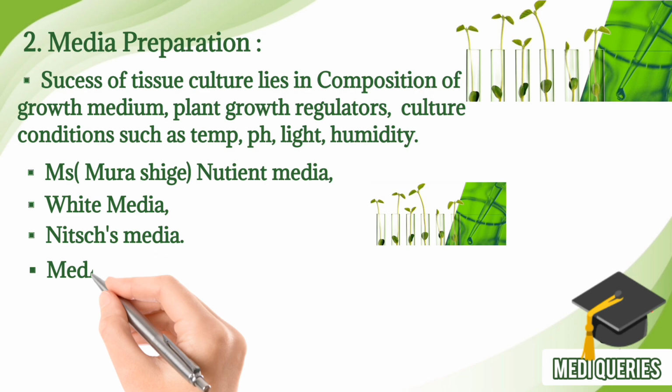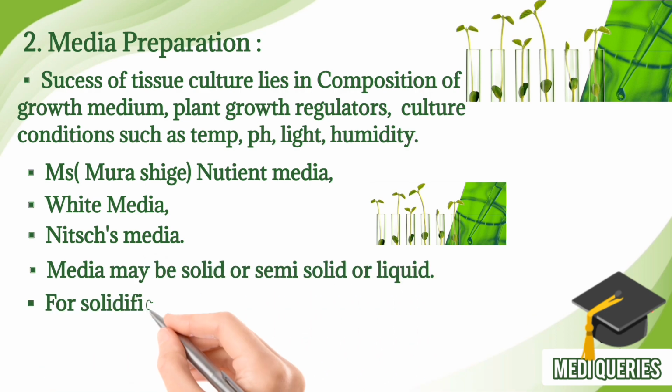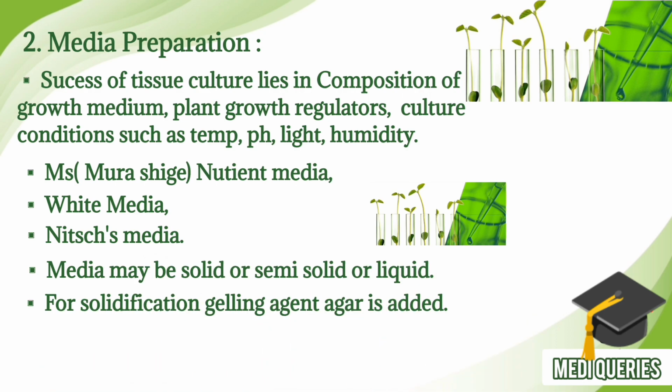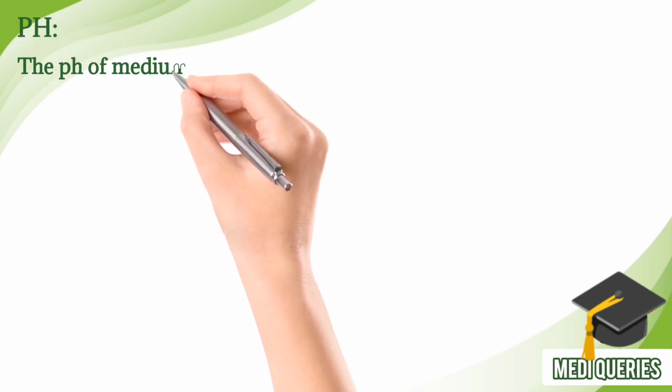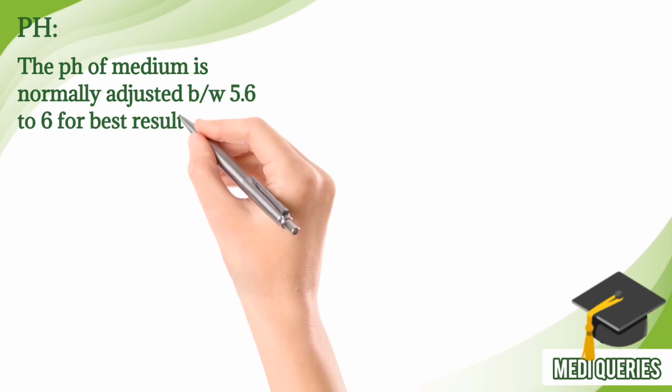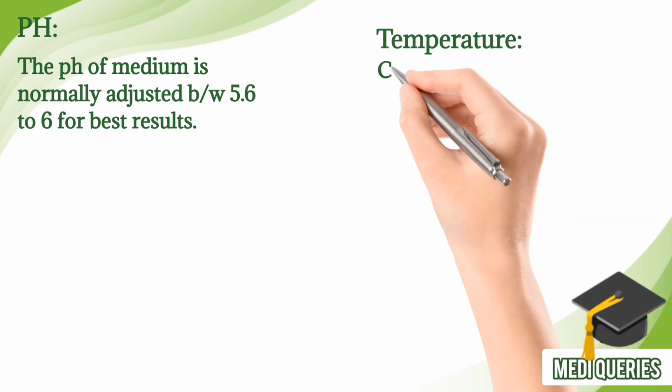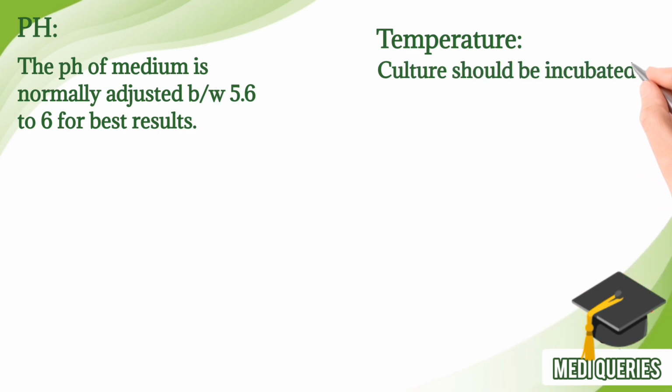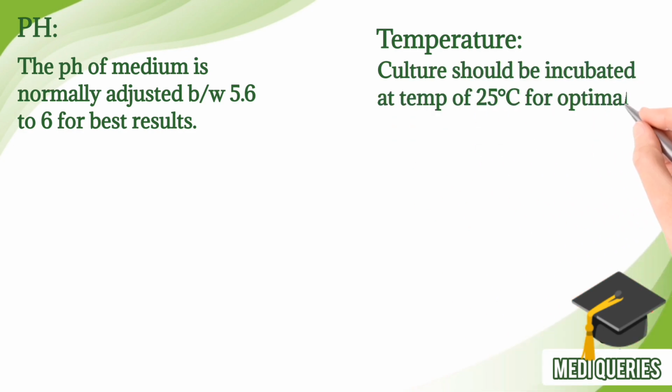Medium may be solid, semi-solid or liquid. For solidification, a gelling agent such as agar is used. Culture conditions. The pH of the media is normally adjusted between 5.6 to 6 for best results. Temperature. Culture should be incubated normally at a temperature of 25 plus or minus 2 degrees for optimal growth.